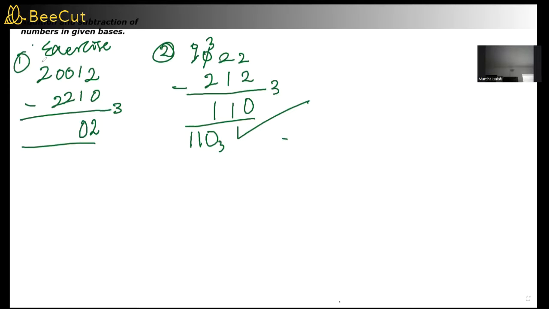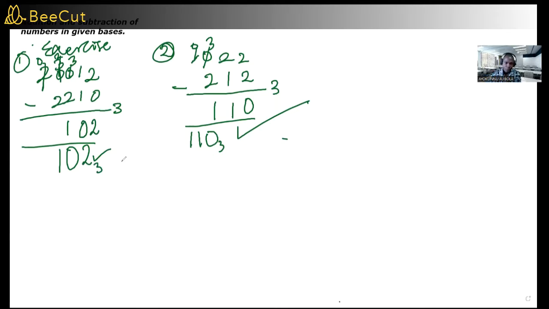So I'm going to borrow from here. This becomes 0. Then here becomes 3. I borrow 1 again. This becomes 3, while this becomes 2. So 3 minus 2 is what? 1. And 2 minus 2 is what? 0. So that means your answer should be 102 in base 3.